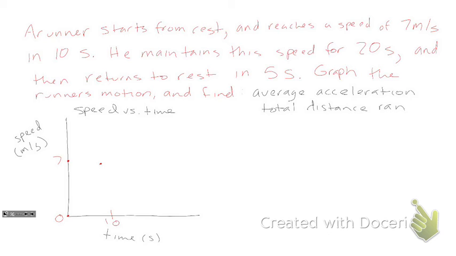So 7 and 10. He maintains this speed for 20 seconds. So he stays at that speed for 20 seconds, so from 10 to 30, he's running at 7 meters per second, and then returns to rest in 5 seconds. So that's 40. It's going to be right here. So now let's connect our points.